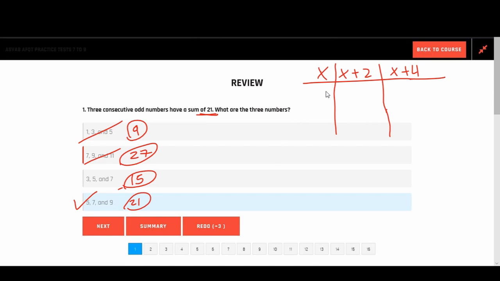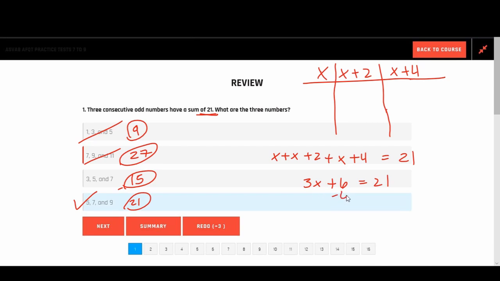Now we can use this algebraically to answer this question. x plus x plus 2 plus x plus 4 equals 21. This says the sum of 3 consecutive odd numbers equals 21. Now all we have to do is combine like terms. The x's are like terms in this case, so that's 3x. And 2 and 4 are like terms as well, so that's going to be 6. So 3x plus 6 equals 21.